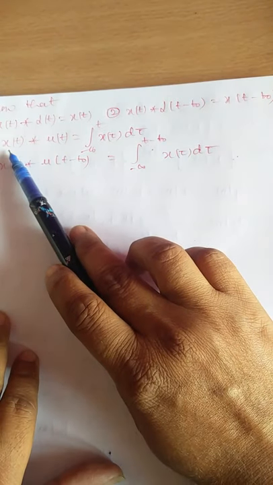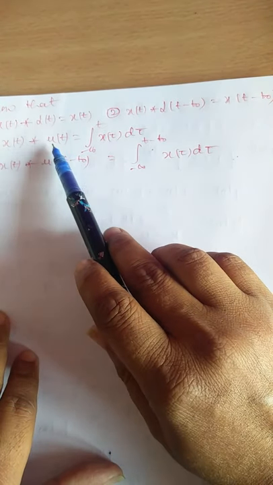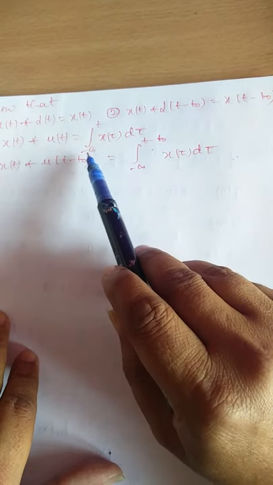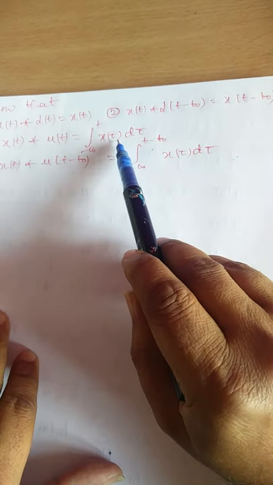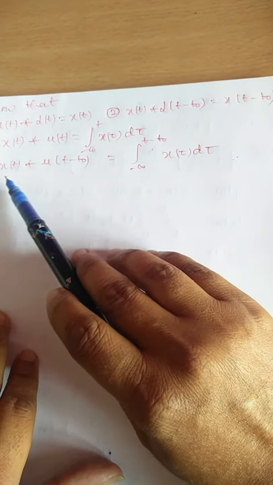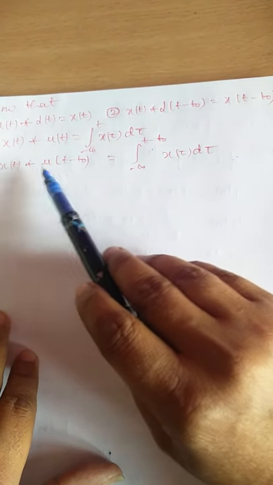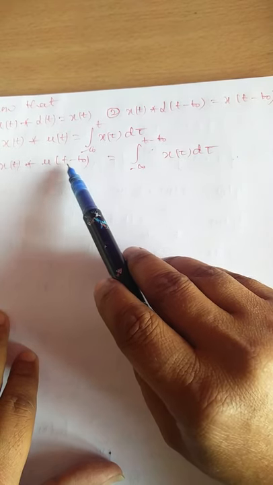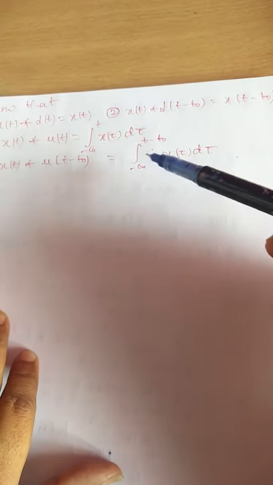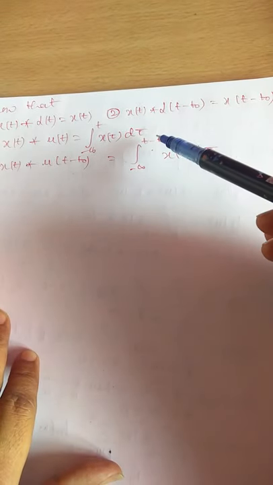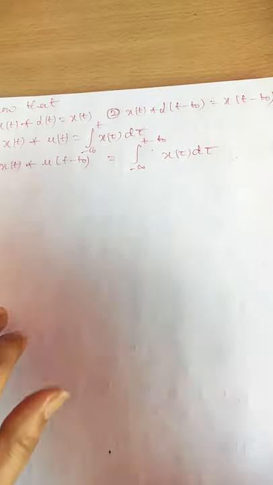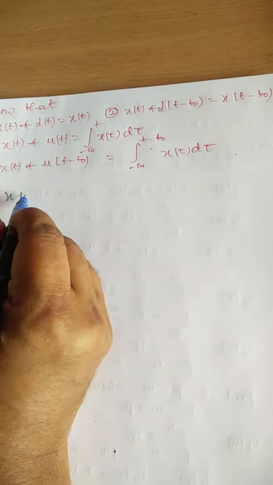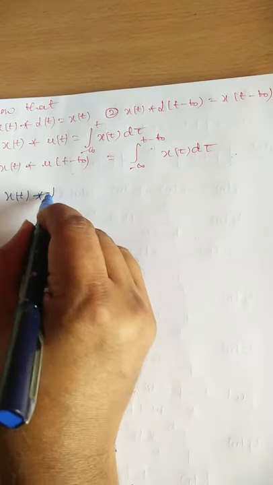Similarly, when input signal x of t is linearly convolved with the unit step function u of t, the output is the integral from minus infinity to t of x of tau d tau. Again, the fourth one is when x of t is linearly convolved with the time-shifted unit step function u of t minus t naught; the output is the integral from minus infinity to t minus t naught of x of tau d tau. Let us take the first one, that is x of t linearly convolved with delta of t.